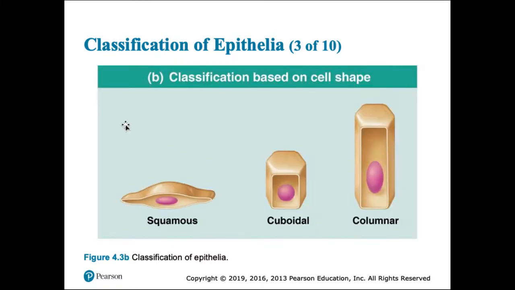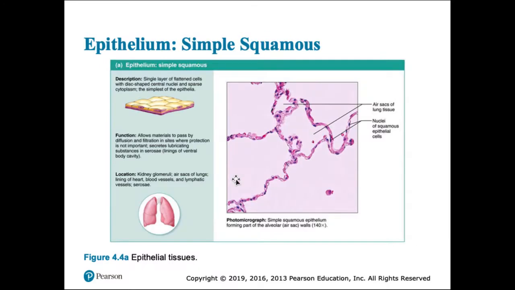We can also classify them based on shape. So basically we have a squamous shape, or a flat shape, that you can have of these epithelial cells. You can also have squares or cuboidal shapes, and then you can have long rectangular shapes that we call columnar. So that's another way to base the classification of epithelium. So we can have a combination of these things too.